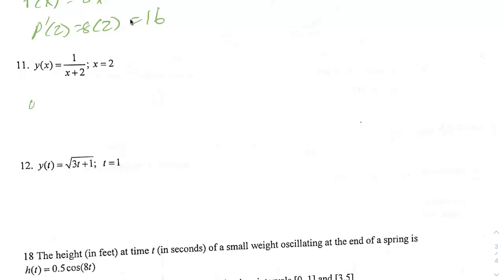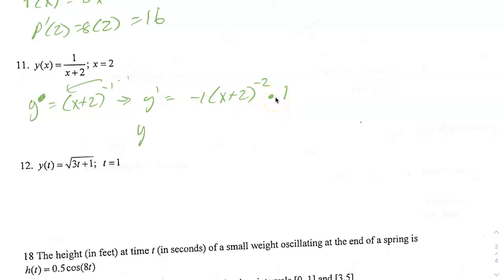Next one, y prime. Well, before I do that, I have to rewrite it. So I'm just going to rewrite y first: x plus 2 to the negative 1. I could do the quotient rule if I want, but this is a little easier. Just bring it all up, make it a negative 1. Now it's a chain rule. So that makes y prime: bring it down, subtract 1 off, negative 1 times x plus 2 to the negative 2, times the derivative of the inside, which is 1. Our little chain rule: bring it down, subtract 1 off, leave the inside alone, times the derivative of the inside. In this case, we got lucky, it's just 1.